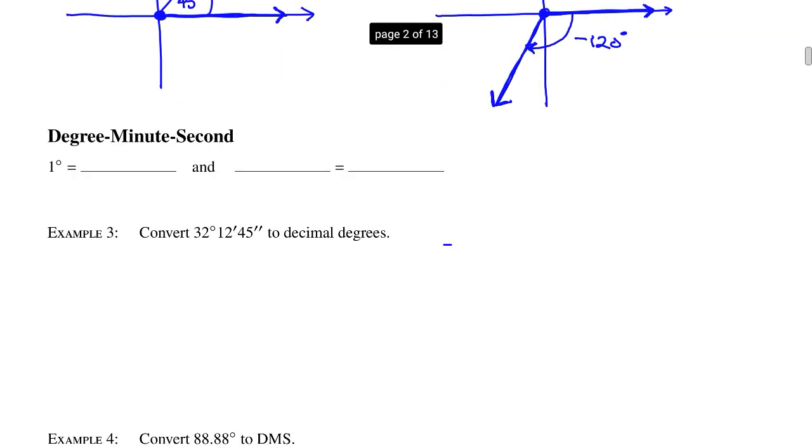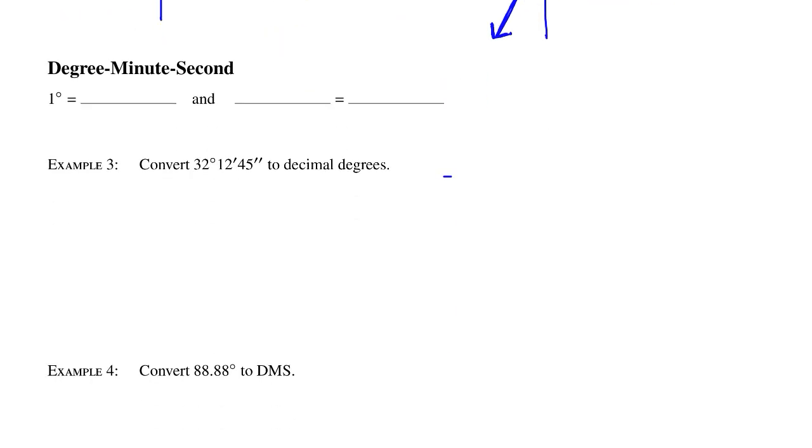Let's look at the subdivisions of degrees. Much like time, where a degree is like an hour, the degree is split up into minutes and seconds, and it's actually the same divisions as well. 1 degree is equal to 60 minutes, and the symbol for minutes is this little prime mark, like an apostrophe, and then 1 minute is equal to 60 seconds. And the symbol for seconds is the 2 apostrophes there.